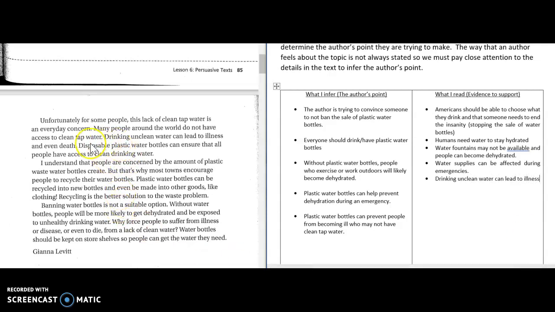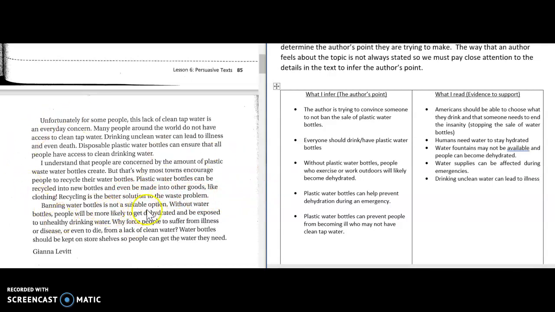Now let's finish up this story. We're right here. I understand that people are concerned by the amount of plastic waste water bottles create, but that's why most towns encourage people to recycle their water bottles. Plastic water bottles can be recycled into new bottles and even be made into other goods, like clothing. Recycling is the better solution to the waste problem. Oh, interesting.